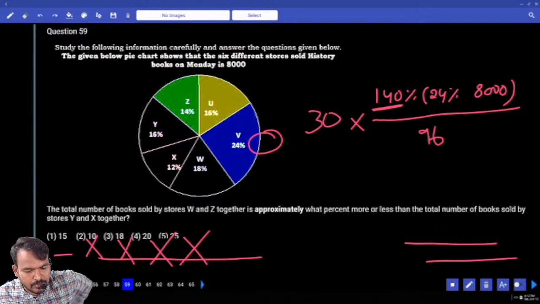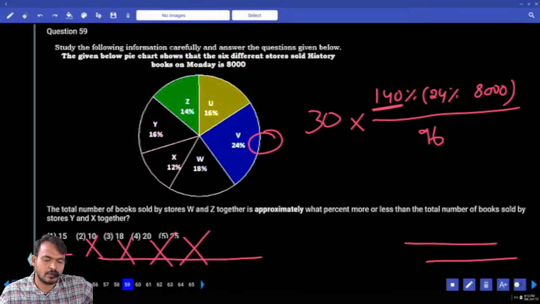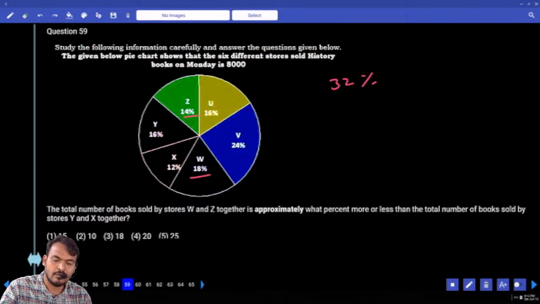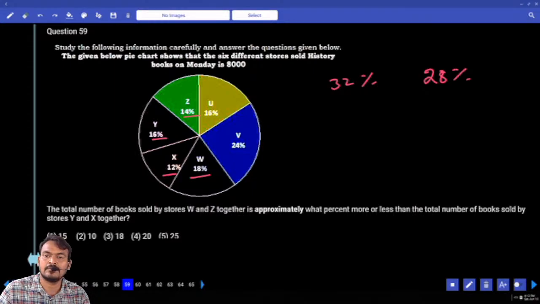Question number 59. The total number of books sold by stores W and Z together is approximately what percent more or less than the total number of books sold by stores Y and X? W and Z, 18 and 14. How much? 32. Y and X, 16 plus 12, 28. 28% lesser. How many parts?